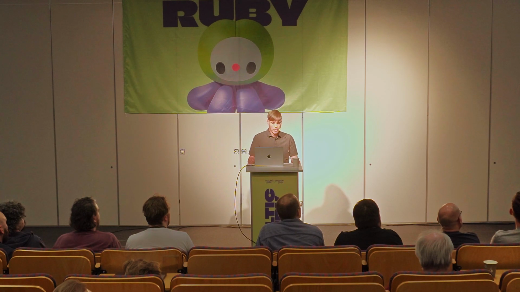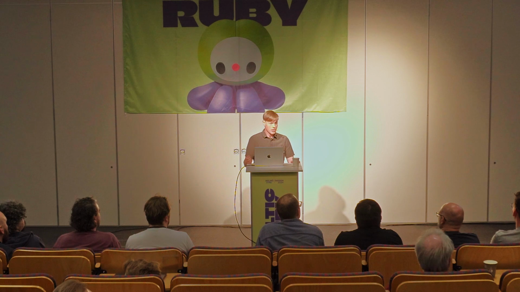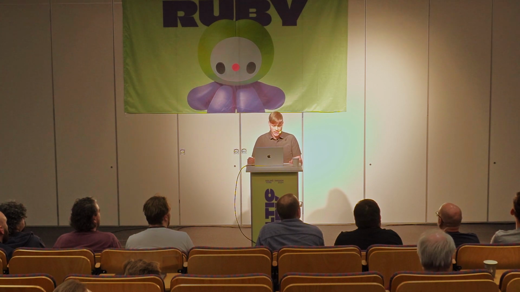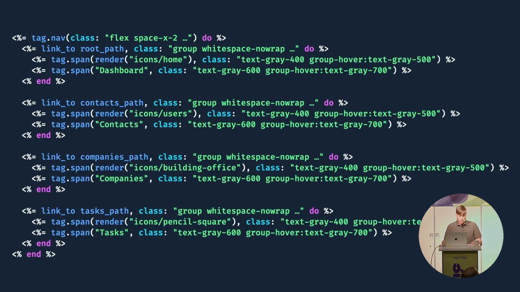But the designers have asked if we can have icons beside the text on each tab. We say, sure, and go back to the ERB template. We remove the first argument of each link to containing the link text and add a block with 2 span tags, one for the icon and one for the text, as the color styling is slightly different between each.